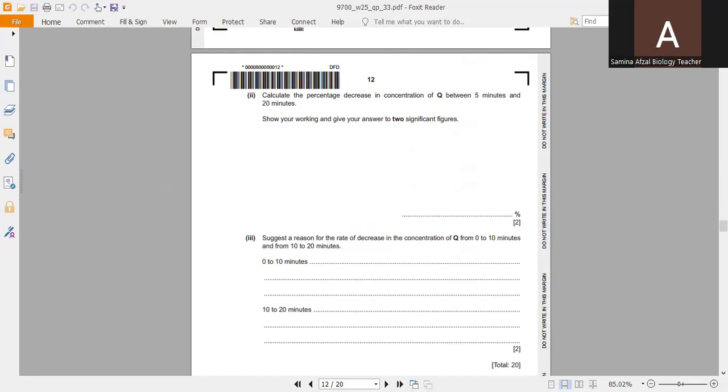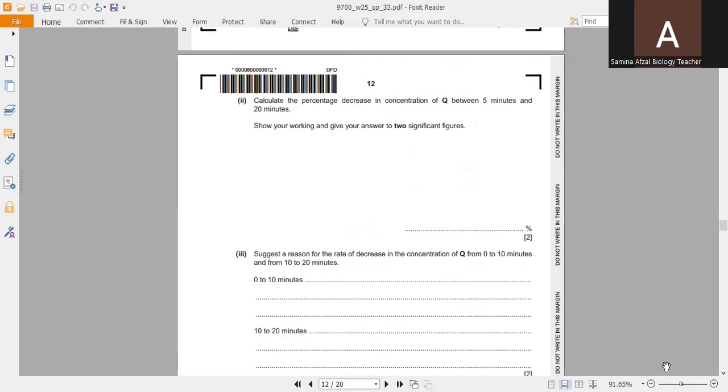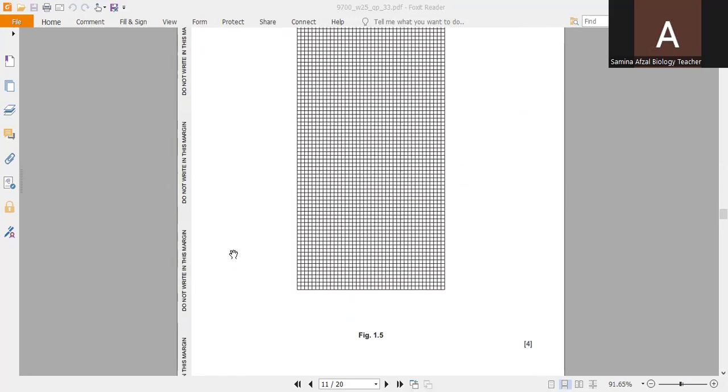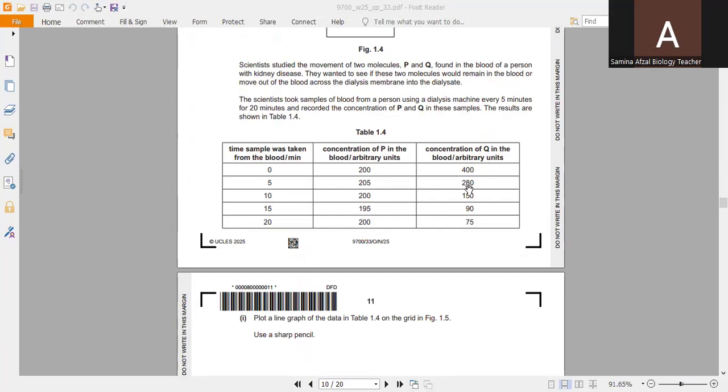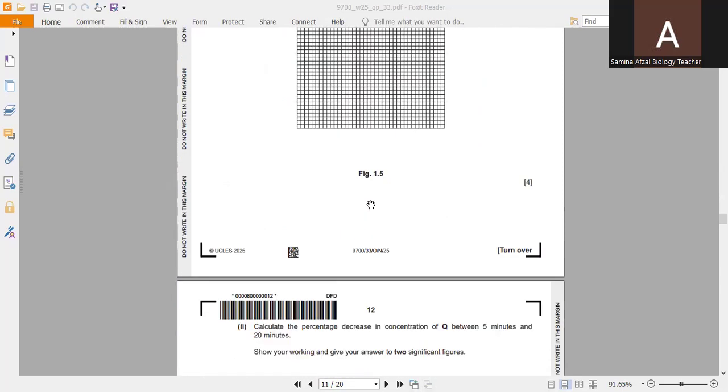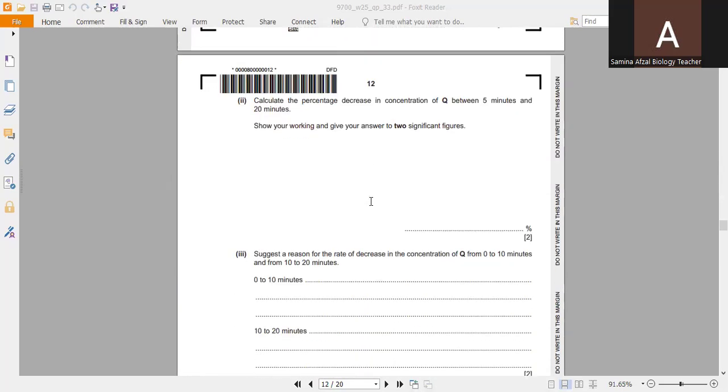Now calculate the percentage decrease in the concentration of Q between 5 minutes and 20 minutes. Between 5 minutes and 20 minutes, you have to find out the percentage decrease. For this purpose, I'm moving towards the table again. At 5 minutes it is 280 and at 20 minutes it is 75. So the percentage decrease is from 280 to 75. Now we are moving towards the given space and we will be able to find out the percent.